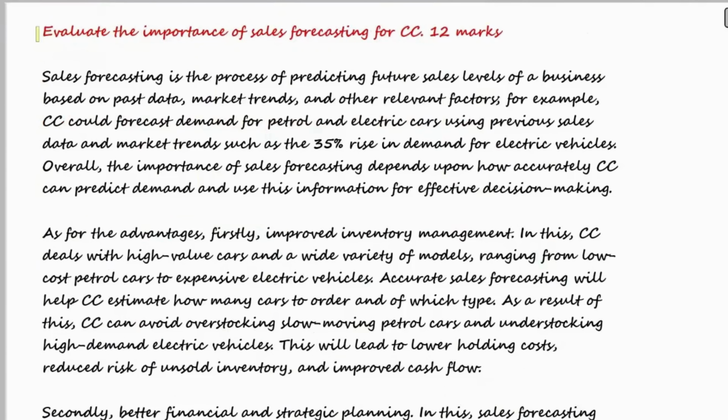Next, 12 marker: evaluate the importance of sales forecasting. Now, evaluate is the command word, and sales forecasting is the content keyword. So we need to define sales forecasting first in order to get assessment objective 1 marks.